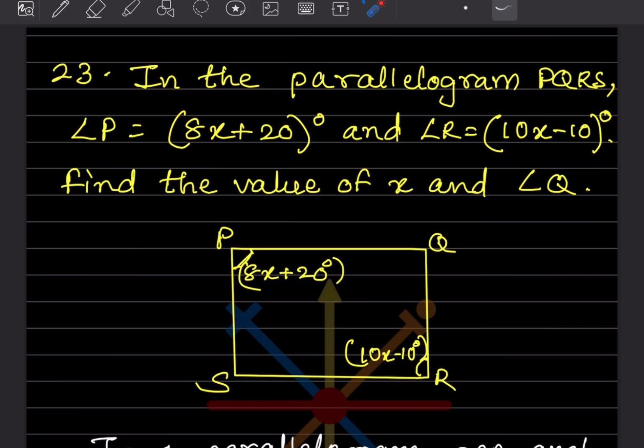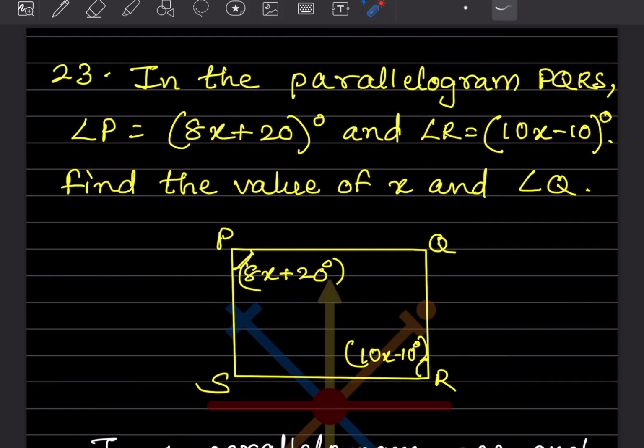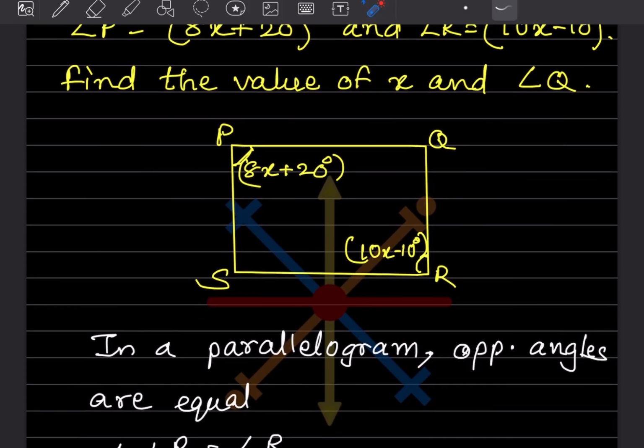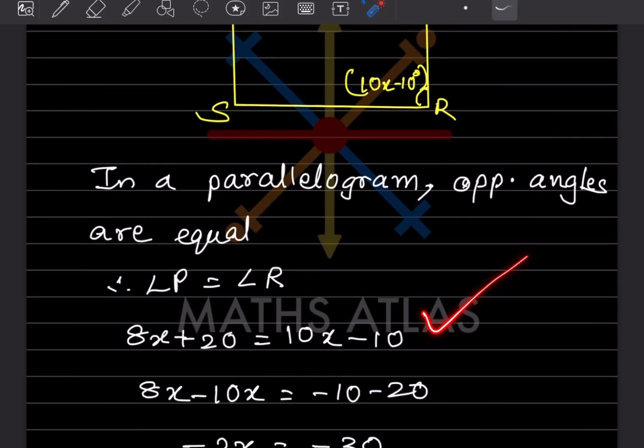Now here we can see in the parallelogram PQRS, angle P is 8x plus 20 and angle R is 10x minus 10. You have to find the value of x and angle Q. This is the figure given. So now this is a parallelogram, so you know the opposite angles should be equal. So now we can say angle P is equal to angle R. So 8x plus 20 is equal to 10x minus 10. This is because this is P and this is R.